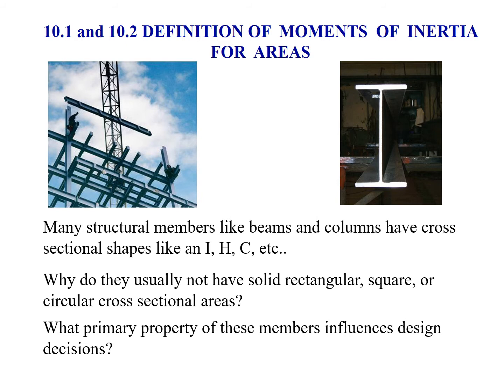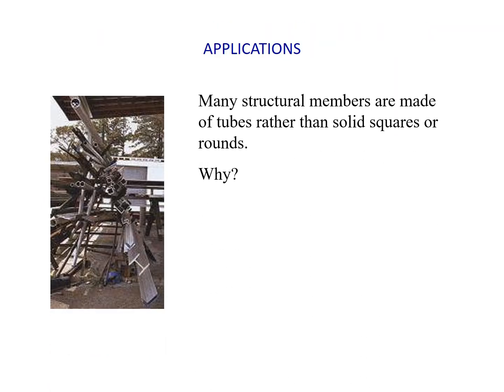And we'll look at what primary property of these members influences the design decision. So it's very important to understand why we use I-beams. You'll understand that after this module. Some of the applications to consider are we find that many structural members are made of tubes rather than solid squares or rounds. Why might that be?